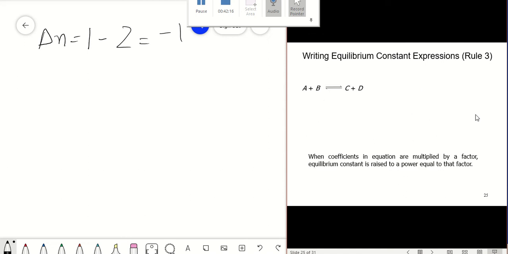Okay, let's look at rule number 3. In rule number 3, we are talking about a reaction A plus B changing to C plus D. Okay, forget about this rule. It should have come up later on.